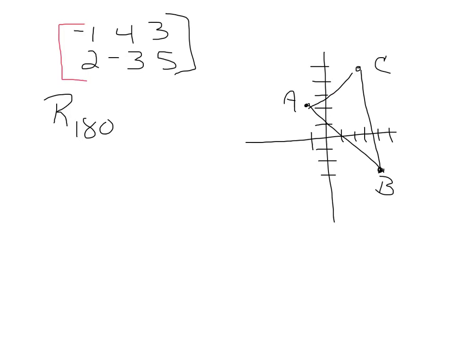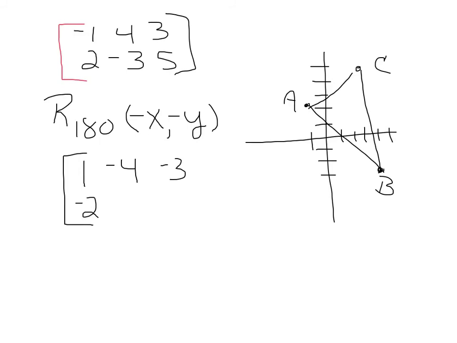Okay. Same triangle, we're rotating it now 180 degrees. It's a half a turn, so it doesn't matter if you go clockwise or counterclockwise. 180 degrees is the same thing. The rule for that is -x, comma, -y, which means x, comma, y, we leave it in the same order than it was originally, and we just multiply everything by a -1. So, -1 times a -1, 4 times a -1, 3 times a -1, 2 times a -1, -3 times a -1, and 5 times a -1.